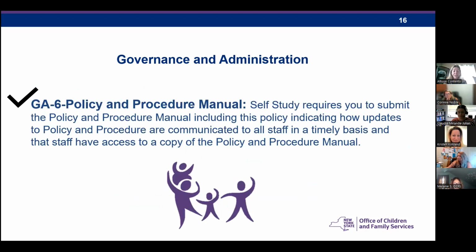Okay, so then for GA6, the policy and procedure manual. The self-study requires you to submit the policy and procedure manual, including this specific policy that we created to show how updates to policy and procedure are communicated to all staff in a timely basis, and that staff have access to a copy of the policy and procedure manual.